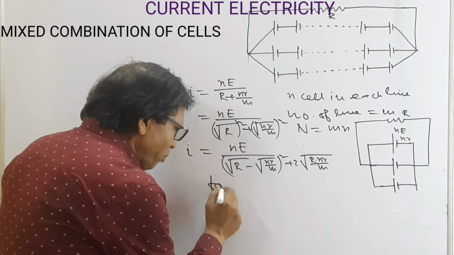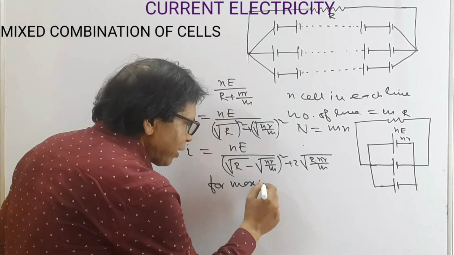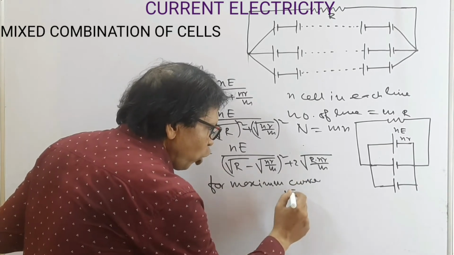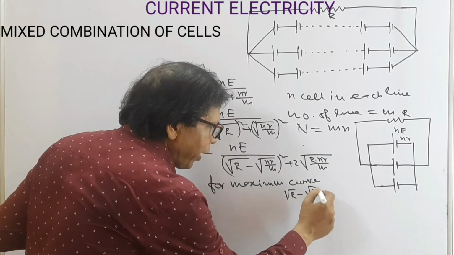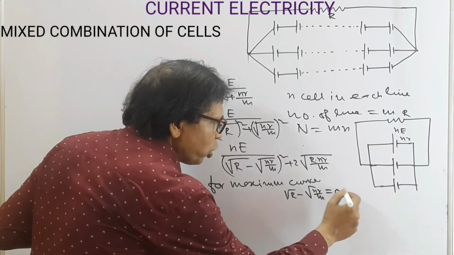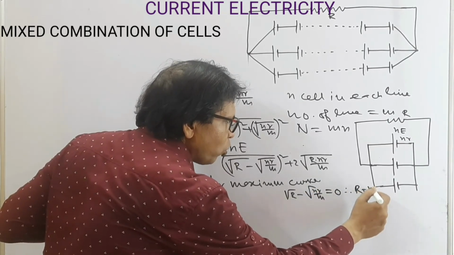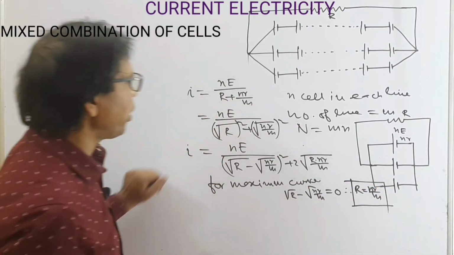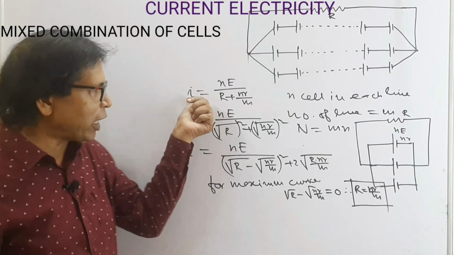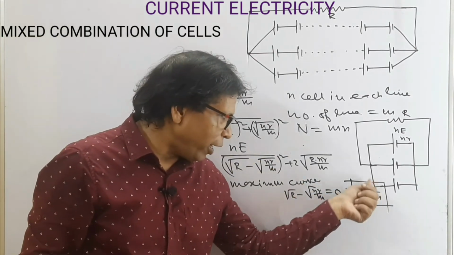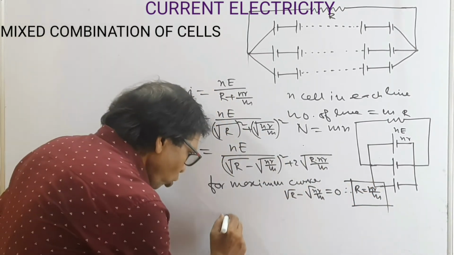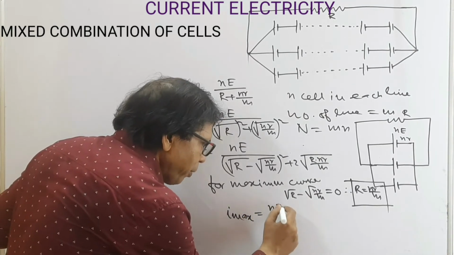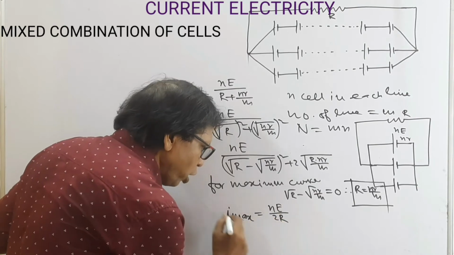So for maximum current, look at this: root over R minus root over nr by m equals 0. So R equals nr by m. This is the condition for maximum current. Now to get the maximum current, put nr by m equal to capital R. So I max is NE divided by R plus R, so this is 2R.